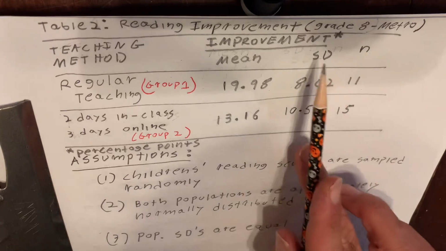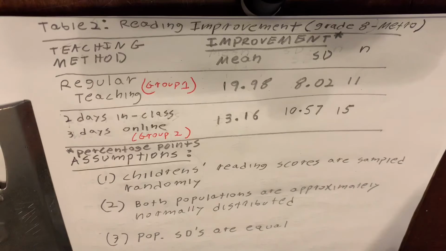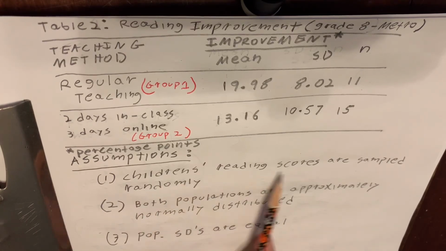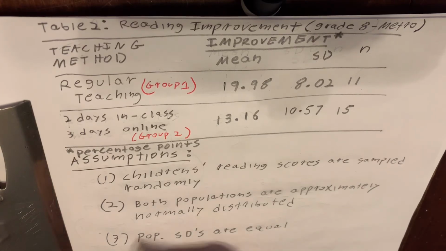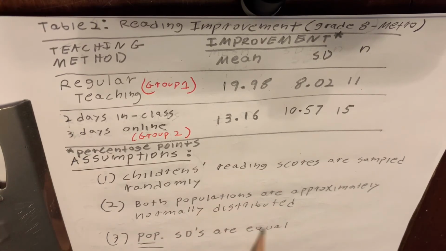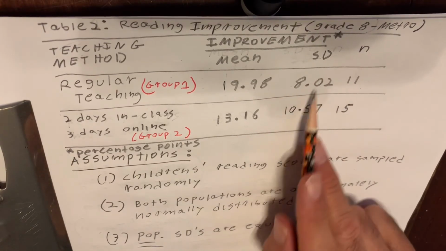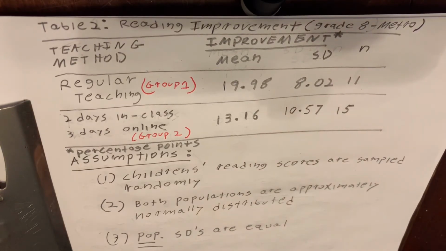Now, it's important to know that these are sample standard deviations, not population standard deviations, because these are observed from a study. In any case, the assumptions, like I said, are that the children's reading scores are sampled randomly. Both populations are approximately normally distributed. And importantly, the population standard deviations are assumed to be equal. Now, clearly, these sample standard deviations are not exactly equal, but they should not be significantly different. And that would be Levene's test.